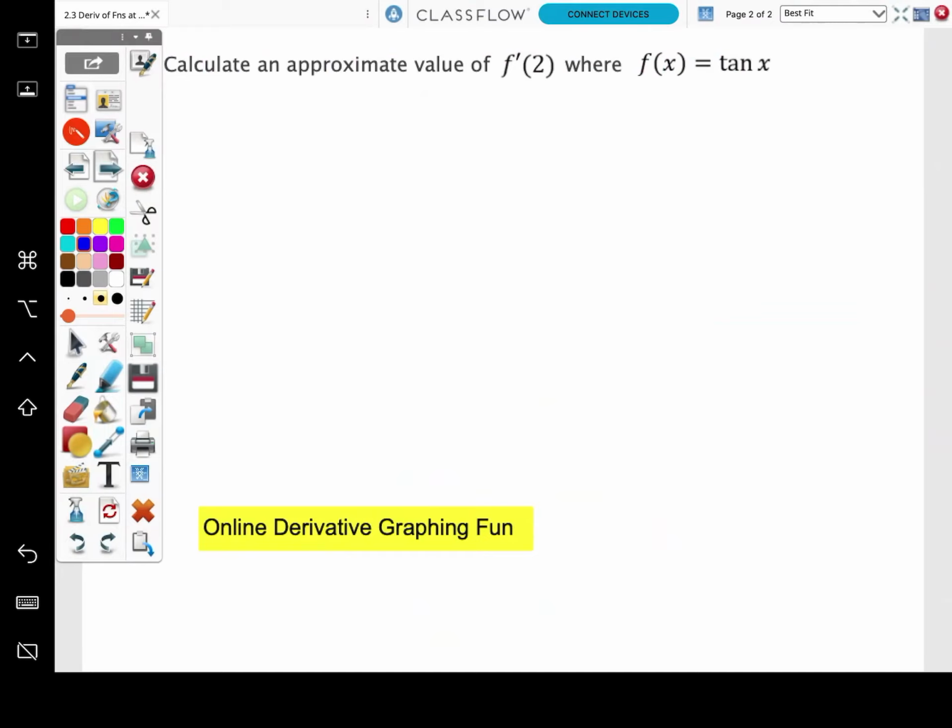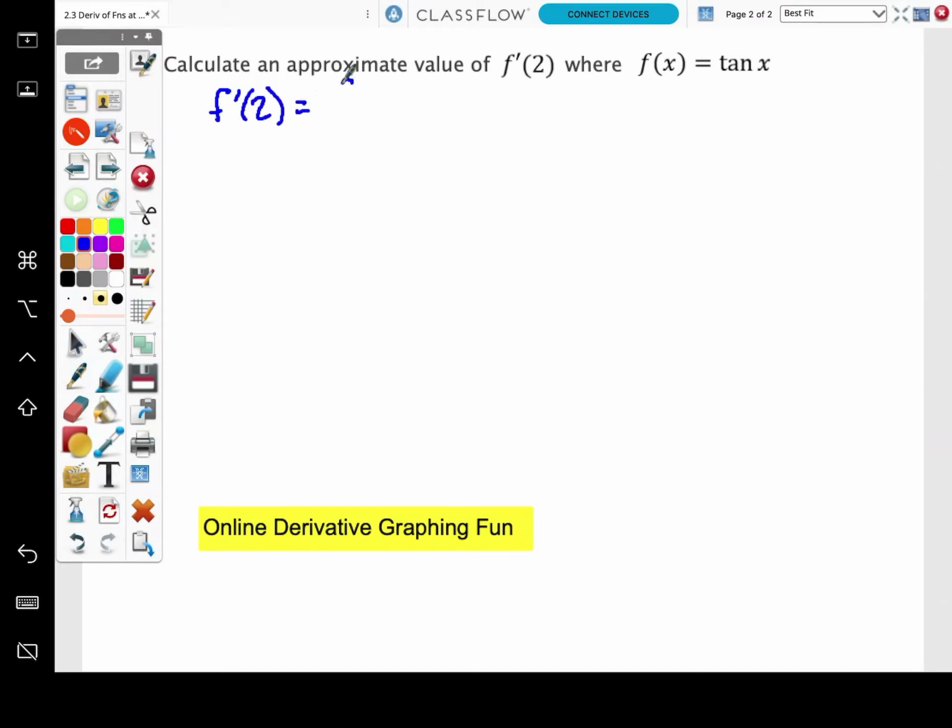Okay, here, calculate an approximate value of f prime of 2 where f of x is equal to tangent x. I don't have values for tangent. I could calculate them. We have calculators. And I couldn't really do tangent of x plus h because I don't know what that is. So we're stuck with estimating again. And our target value is 2. So we want to use a very small window around or including 2.